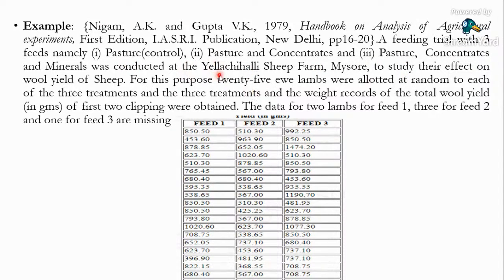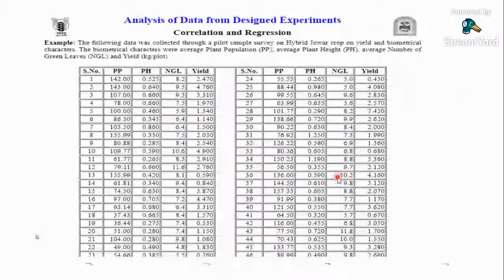And minerals were conducted on a sheep farm, Mysore, to study the effect on wool yield of the sheep. For this purpose, 25 lambs were allotted at random to each of the three treatments, with weight records. You see there are three feeds which were given. So I'll try to show the analysis of this after the theoretical discussion.